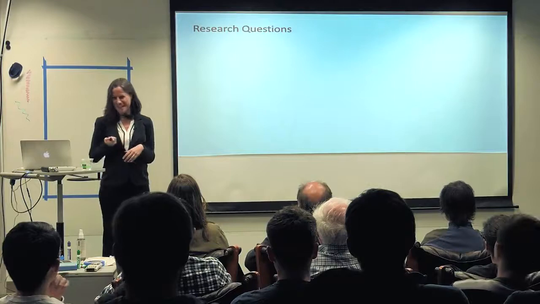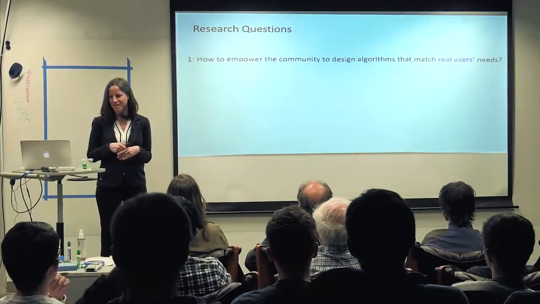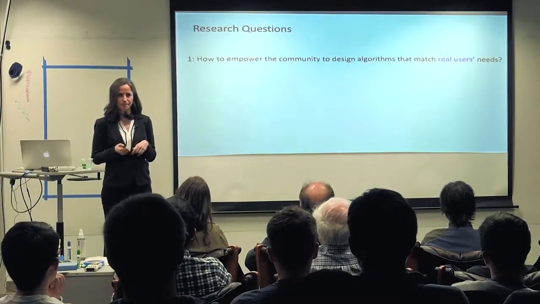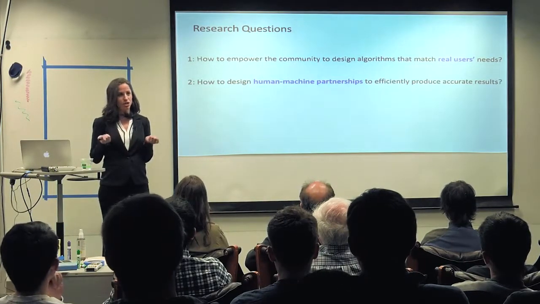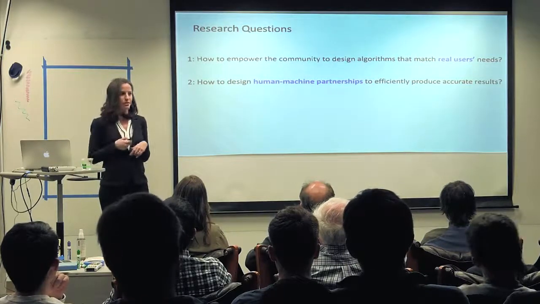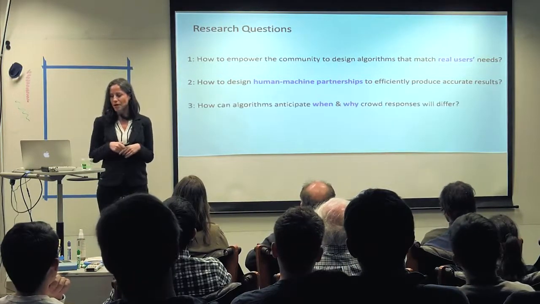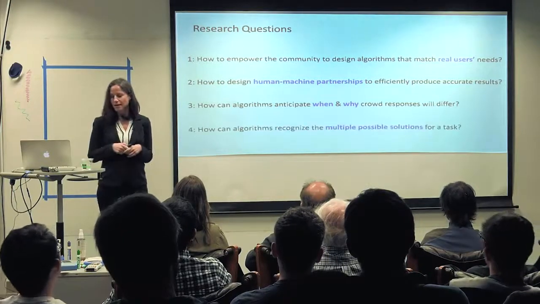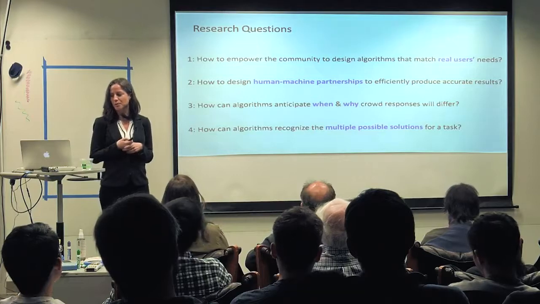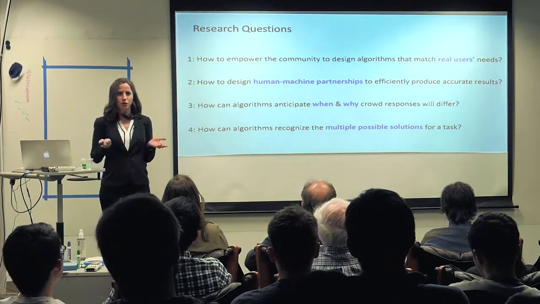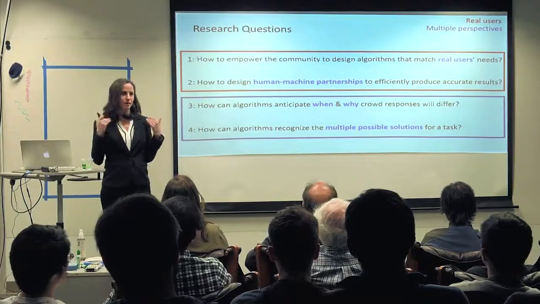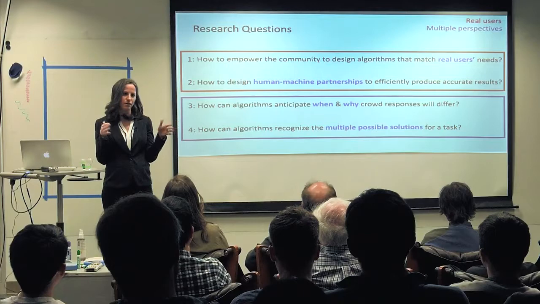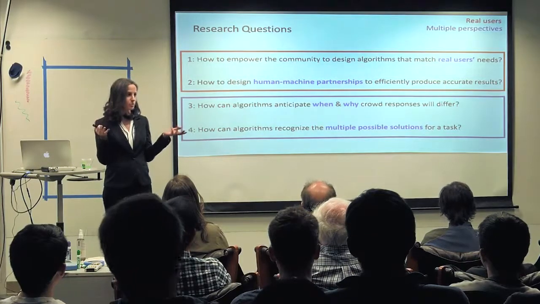I will go over next the research questions that I'm going to address: how to empower the community to design algorithms that match real users' needs. Next, how to design human-machine partnerships to efficiently produce accurate results. How can algorithms anticipate when and why crowd responses will differ? And finally, how can algorithms recognize the multiple possible solutions for a task? So those first 2 questions are really focusing on how do we support real users. The next 2 is how do we think about designing future algorithms that can embed multiple perspectives in them.